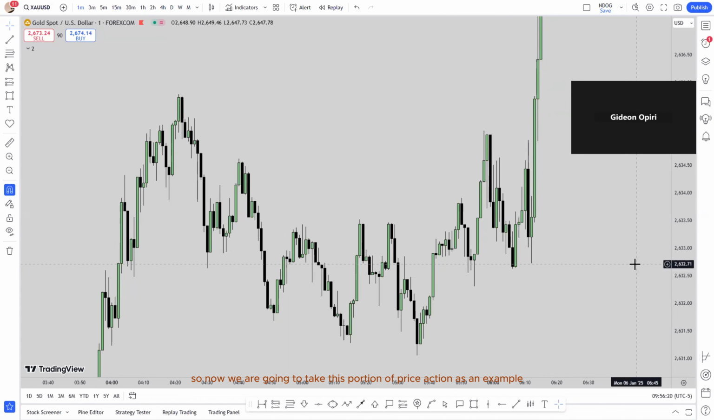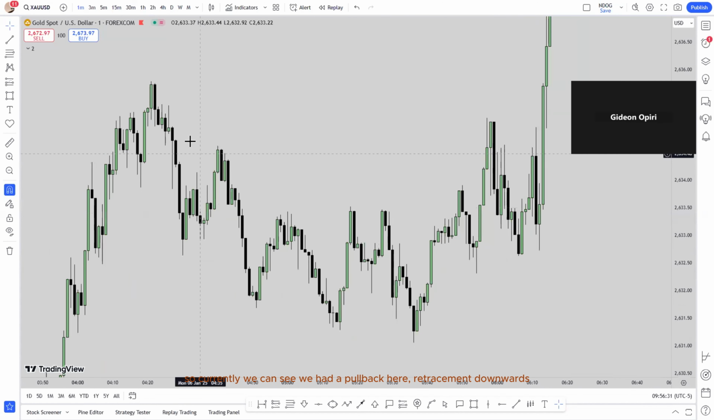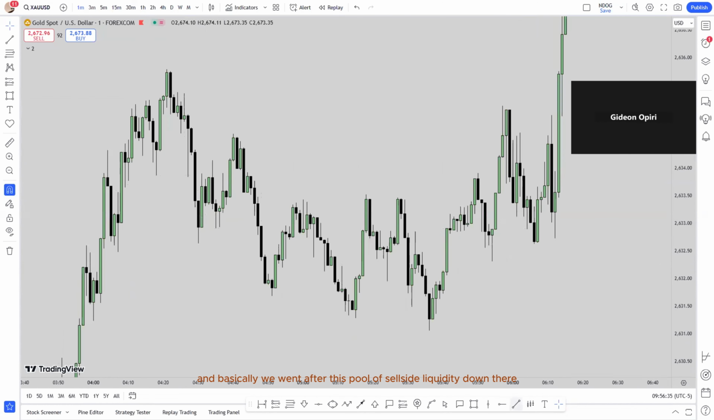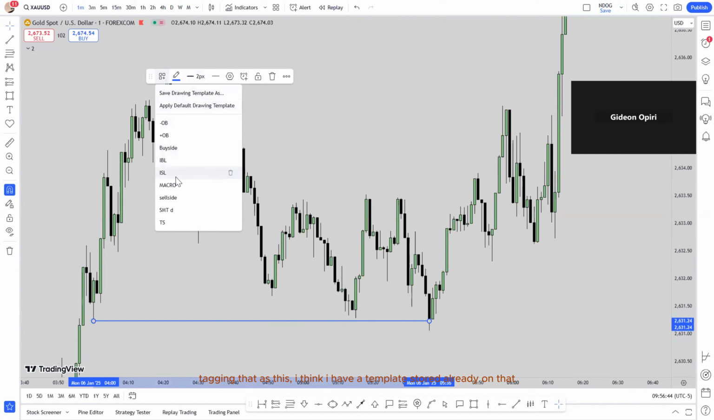Alright, so now we are going to take this portion of price action as an example, and I'll show you clearly how to utilize the macros and engage in a trade live. So currently we can see we had a pullback here, a retracement downwards, and basically we went after this pool of sell side liquidity down there, took out the sell side liquidity, tagging that as this.